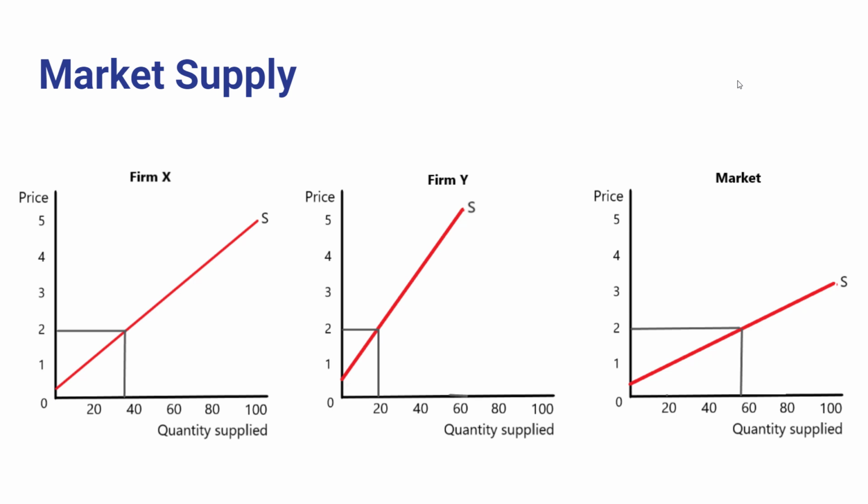So just as we form the market demand curve by taking a horizontal summation of individual consumers' demand curves, the market supply curve is a horizontal summation of all the supply curves of individual firms.